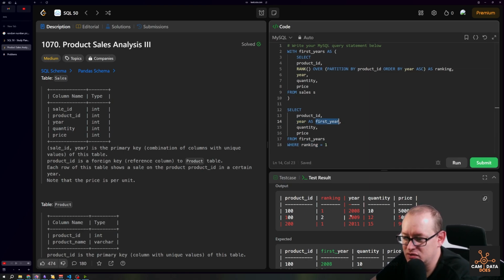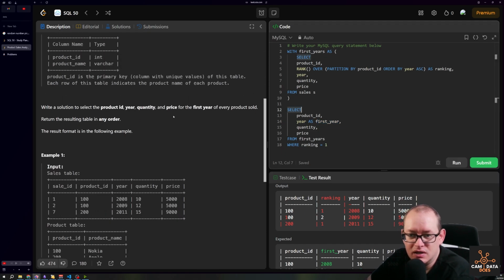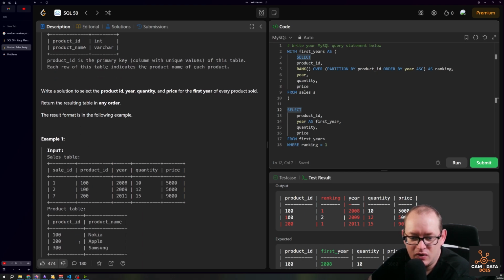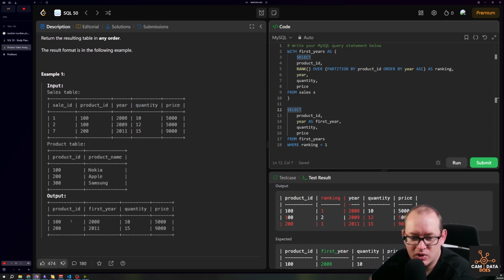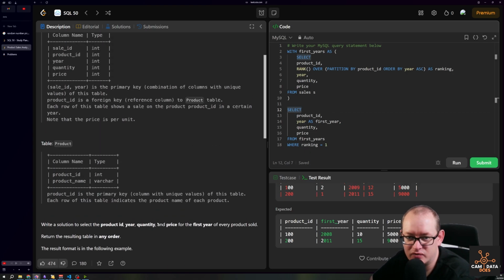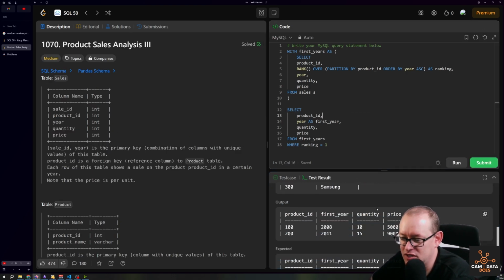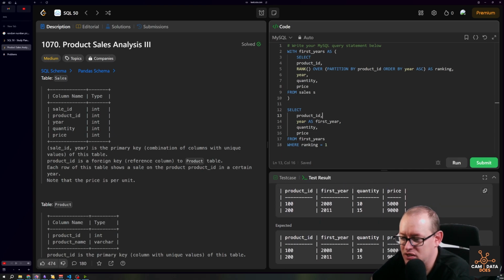So this is giving me the year that is the first year because I'm taking the one that has the ranking as 1. And is there anything else I wanted to do? Is that all they want? It's just the product ID, the first year, the quantity, and the price. So that's all they want. They just want the information from the first year, I guess. Let's double check. I think that's all they want. Yeah, so that's all they wanted. They just wanted the information from the first year. So yeah, think of that.